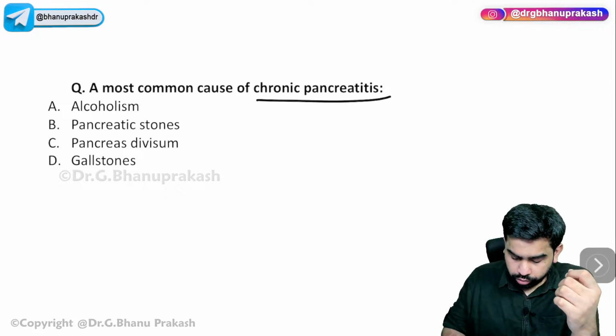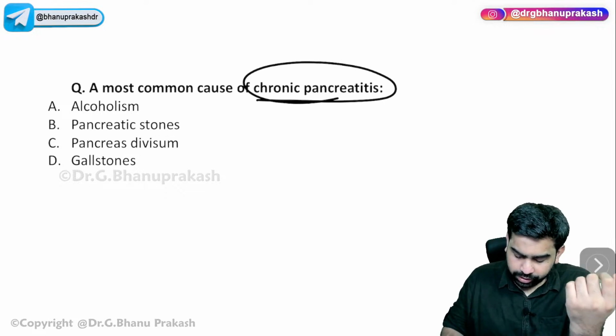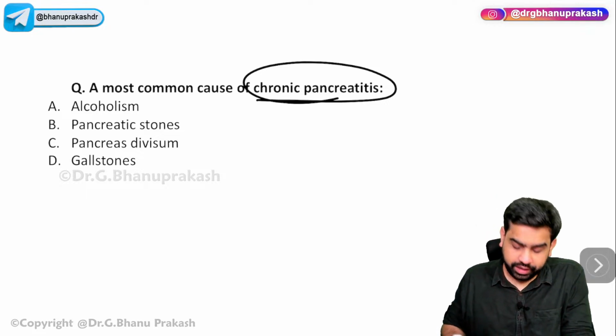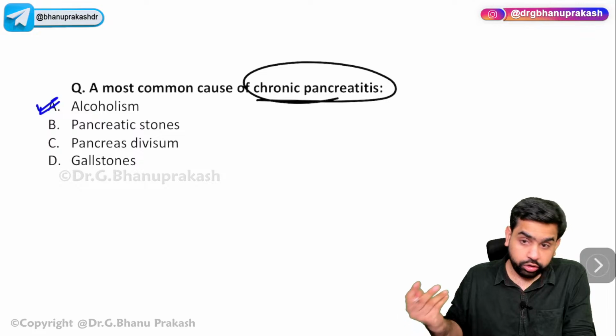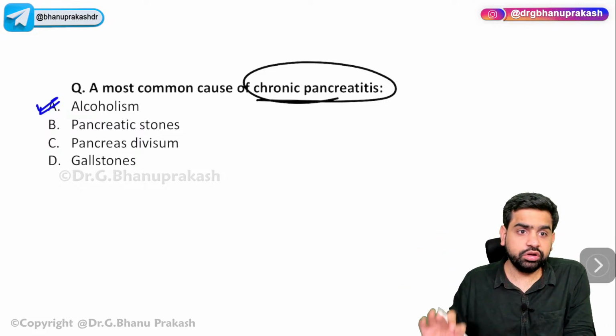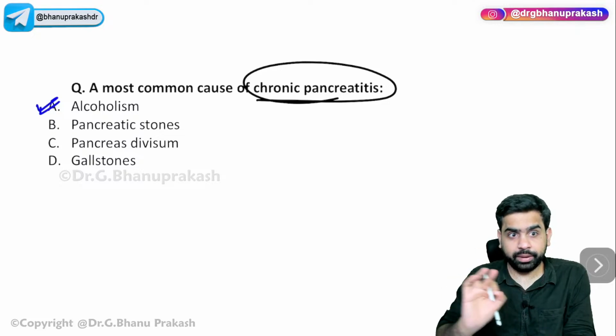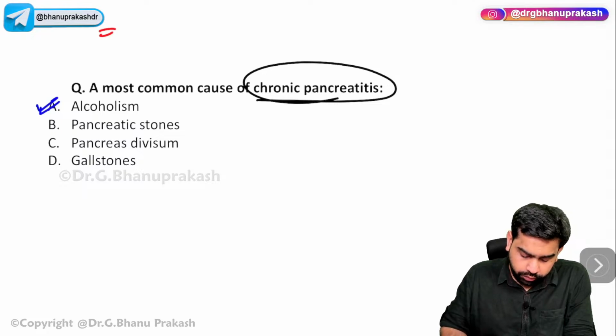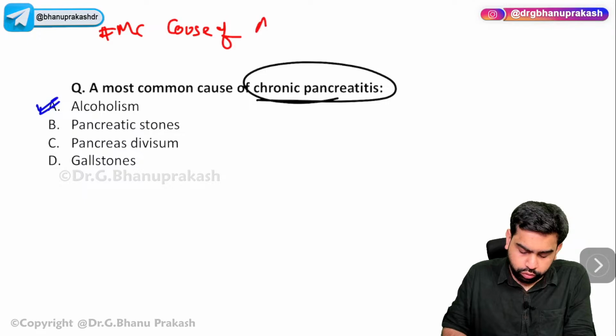What is the most common cause of chronic pancreatitis? It's one of the simplest questions you can get. Can you please help me? What is the most common cause of chronic pancreatitis? It is alcoholism. Once an alcoholic, always an alcoholic. So the answer is that the most common cause of chronic pancreatitis is alcoholism. Okay, that's fine. Now, another important thing: if I ask you, what is the most common cause of acute pancreatitis? Acute pancreatitis.